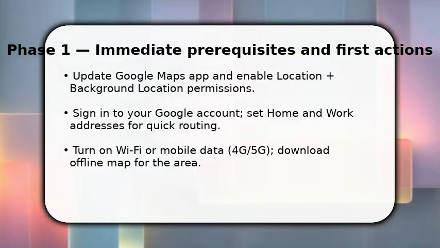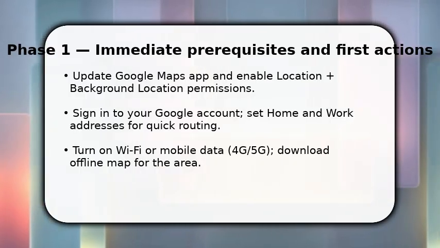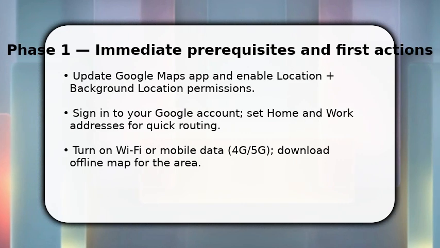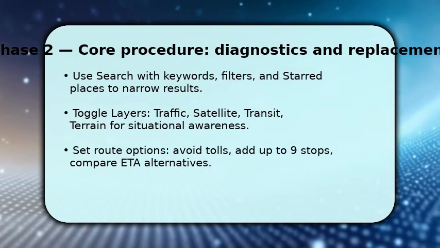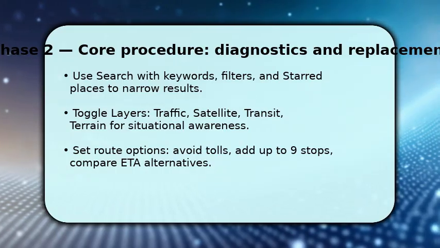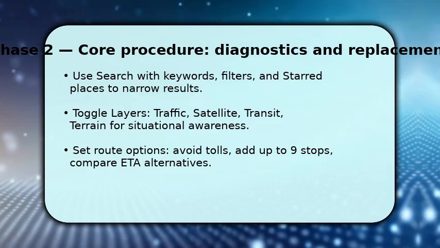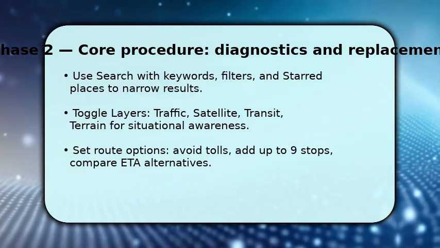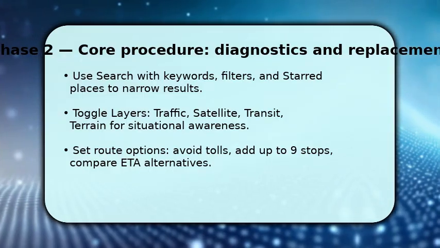Now search a place, tap directions, and choose your mode: driving, transit, walking, or cycling. This first action kicks the navigation process into motion. You refine the route next because the fastest path may not be the best for you. Type specific keywords or pick a starred place, then open layers to view live traffic, satellite imagery, or transit lines. These layers explain why a route is chosen.